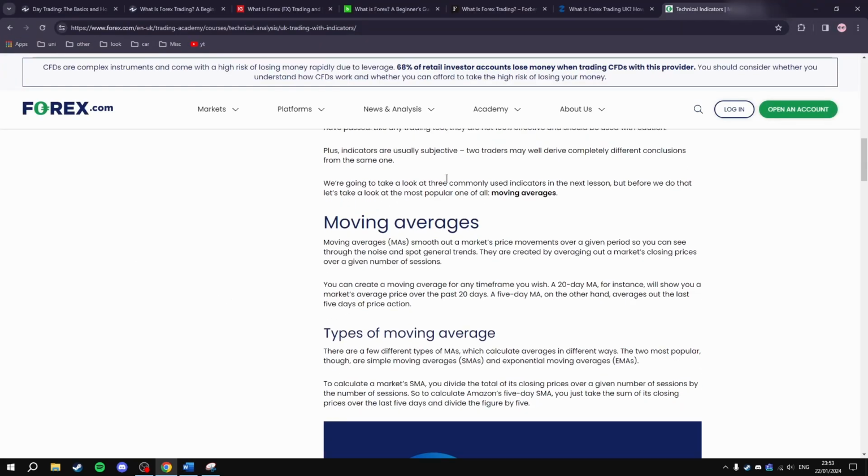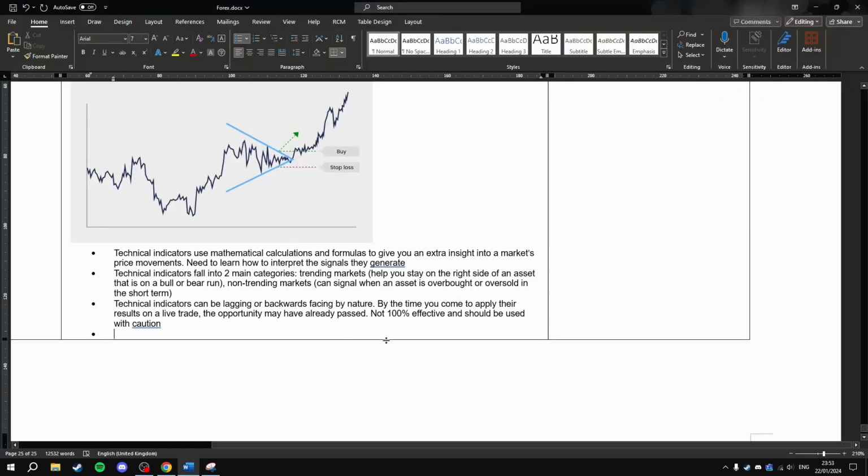Plus, indicators are usually subjective. Two traders may well derive completely different conclusions from the same one.